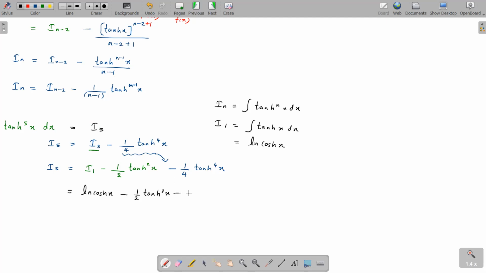Minus half tan square x minus 1 over 4 tan to the power 4x. So this is I5. Do you understand how I5 works? Okay. And then you can put a plus c at the very end. After you integrate, you can put a plus c because there are no limits here, since there are no integration limits. Is this clear?